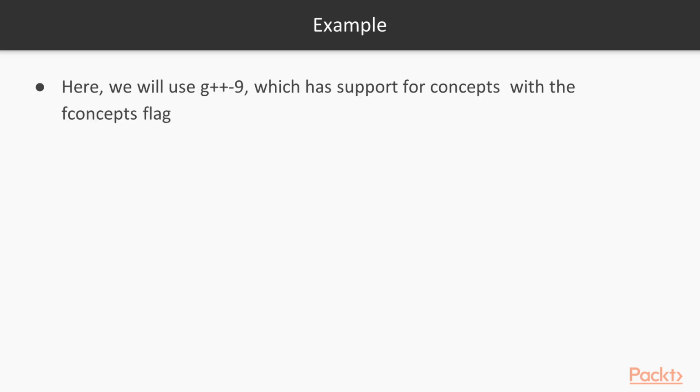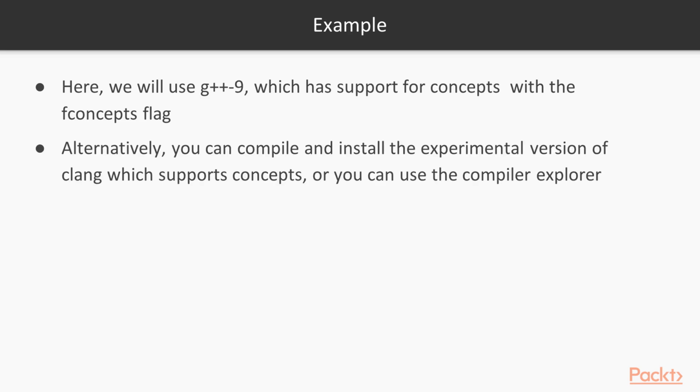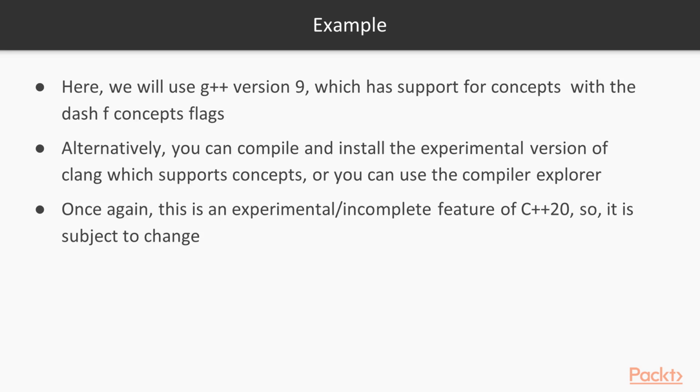Let's check out some code, but before we do, we need to go over some caveats. First, to compile this example, I'll be using G++ version 9 with the -fconcepts flag to enable concept support. If you don't have access to this version or another compiler with experimental support for concepts, you can use the compiler explorer at godbolt.org. Once again, these are experimental, unreleased features, so they are subject to change or just be broken. With that out of the way, let's go ahead and jump in.